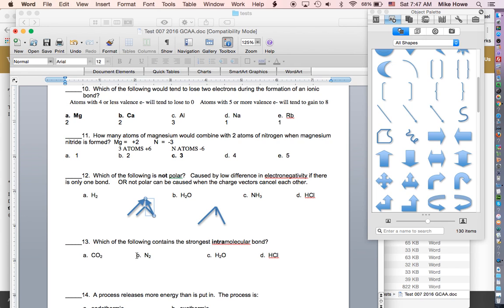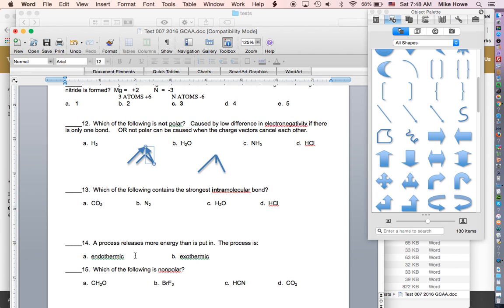Okay, you're going to need to draw the dot diagrams for this one. The strongest intramolecular bond would be the one with the triple bond. So this carbon dioxide, I'm going to write down what they have. What this has is two double bonds. And this has a triple bond, sorry. This has two single bonds. This has one single bond. So which one's going to have the strongest intramolecular bond? The one with the triple bond. So the answer is B.